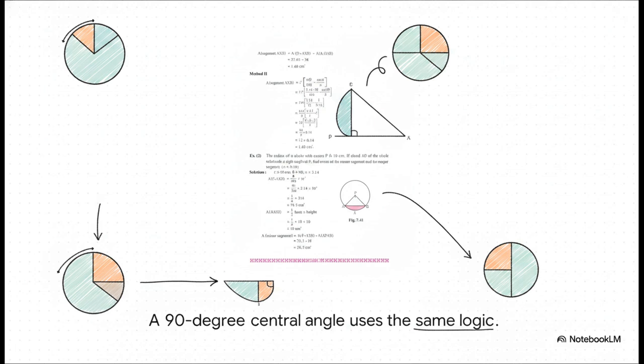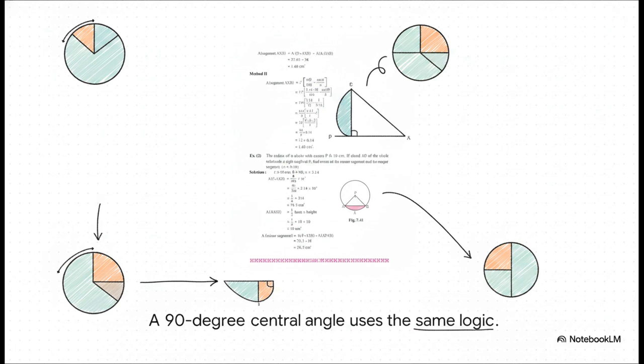Look at example 2 here. In this case, the chord AB subtends a right angle, a full 90 degrees at the center P. The radius is 10 centimeters. Now, even though the angle is much wider, the fundamental logic remains absolutely identical.